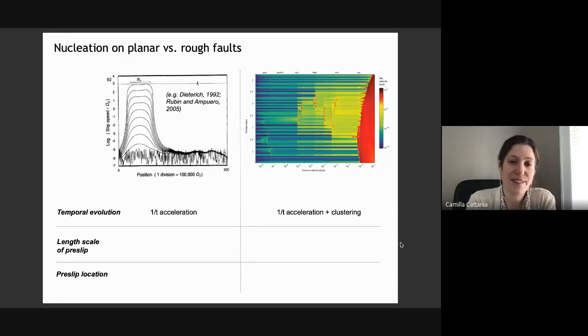And so I would like to spend a bit more time now thinking about the differences between these two cases, not only in time, which we saw they're actually surprisingly similar, but in space. And so think about what is the length scale over which we expect nucleation in the two cases, and also the location of the pre-slip relative to the main shock.